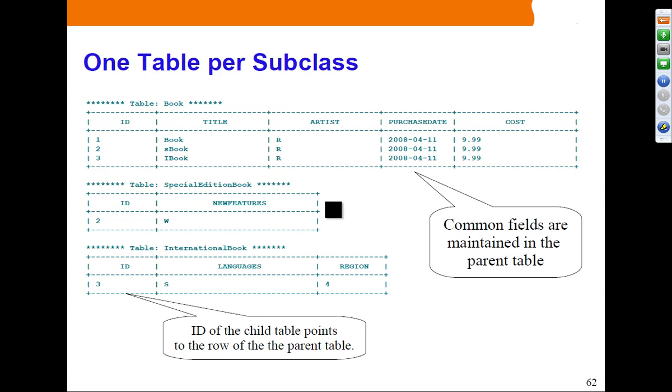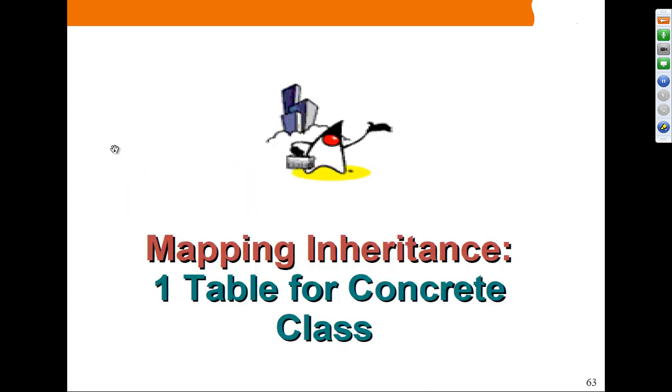So the result is something like this. This is the parent table, so it has the fields relevant only to the parent class, which is book: ID, title, artist, purchase date and cost. These are all common fields regardless of which subclass it represents. Then we have a second table called special edition book, which has only the new features, and it has the ID field. For international book we also have an ID field. You can think of this as the foreign key field mapping to the ID of the parent table. I'm going to skip one table per concrete class because it's really not used.